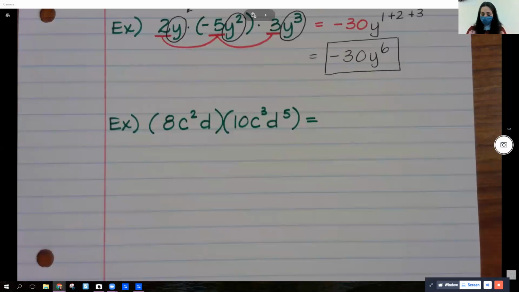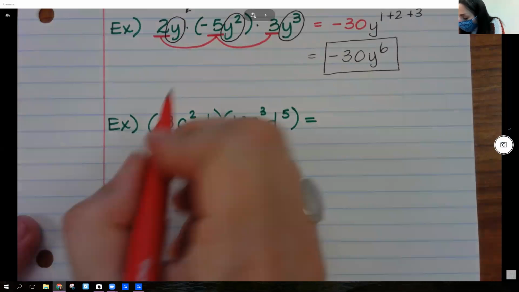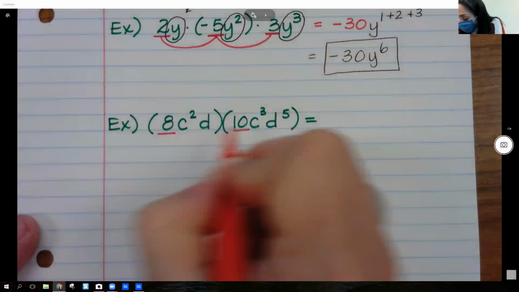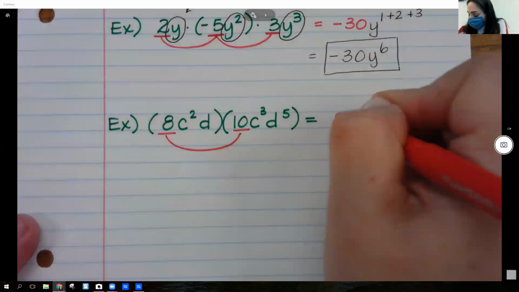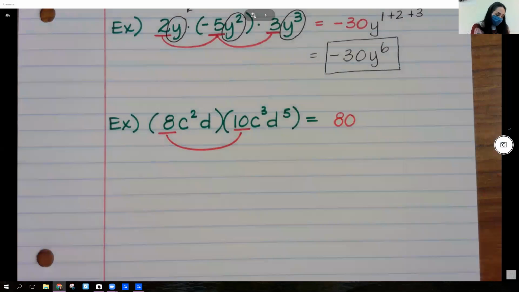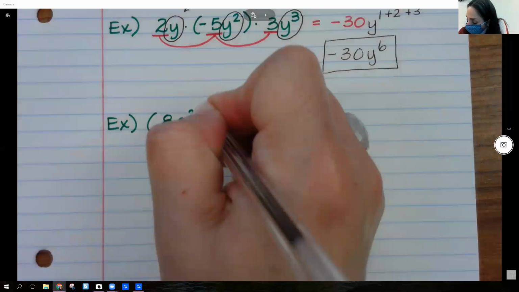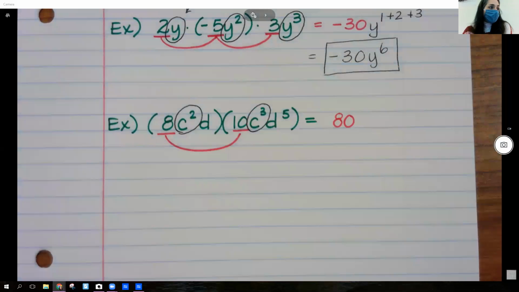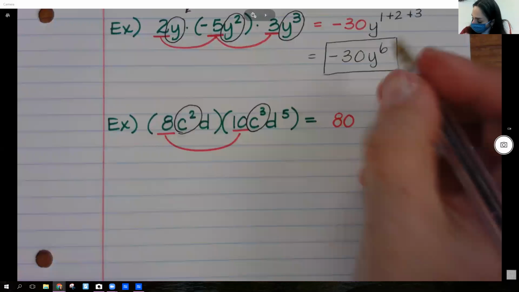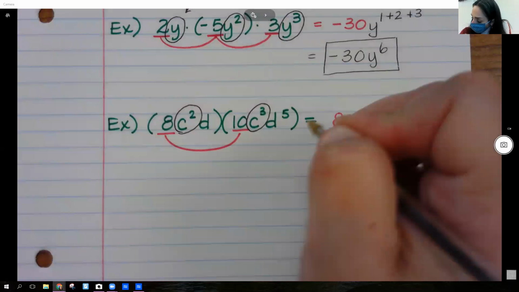Alrighty, so when we do this one, let's go over it. So you should have 8 times 10, which is 80. Then you have the variable C that you need to keep together. So you would write the C down and do 2 plus 3.